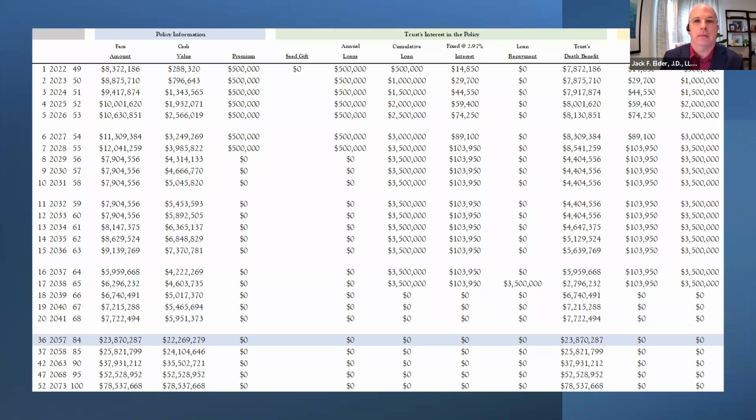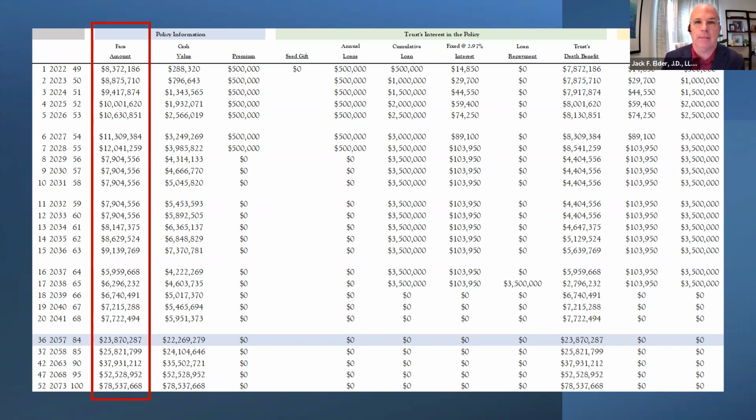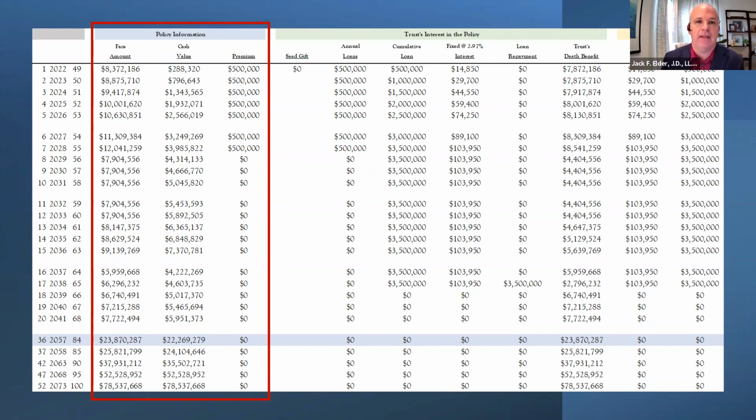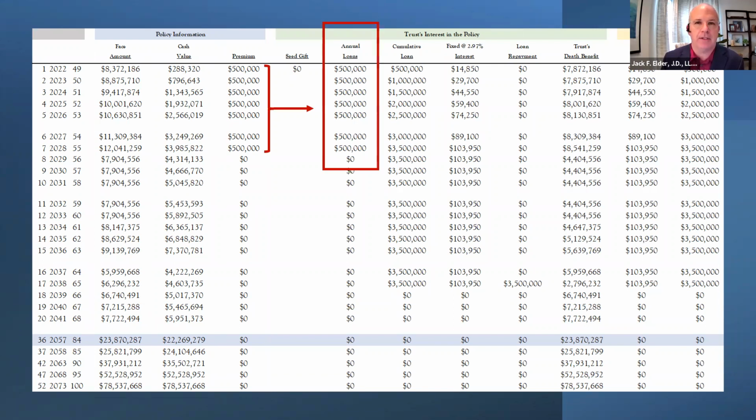So here's the deliverable we used. Don't get intimidated by rows and columns. I'm going to go through it one at a time. There's the face amount on the policy, that's the cash value, and that's the premium. So right now, in the red box, that's the life insurance policy. Each one of those premium payments is characterized as a separate split dollar loan.